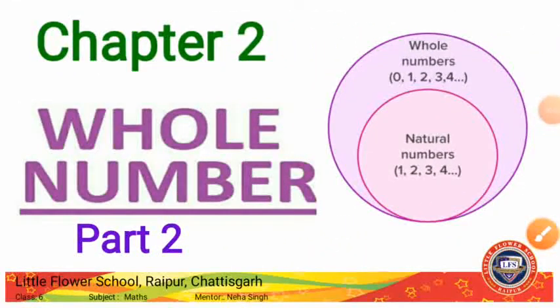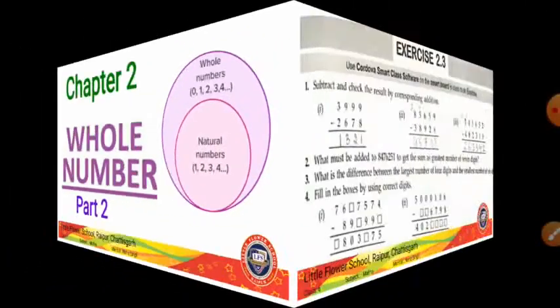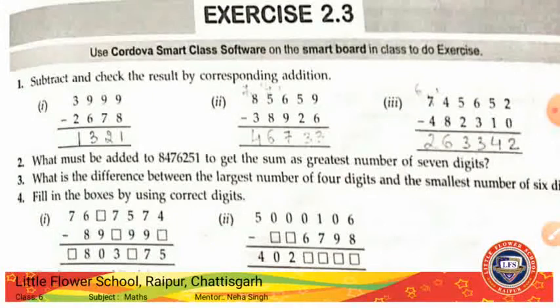Hello dear students, in the last video we had started chapter 2, that is whole numbers. In this video we will be continuing the exercise questions. So let us start with exercise 2.3. First question is subtract and check the result by corresponding addition. We have to subtract the two numbers given and also check the result.